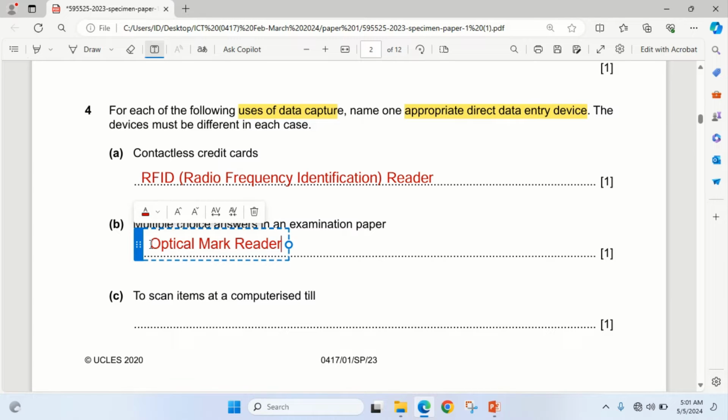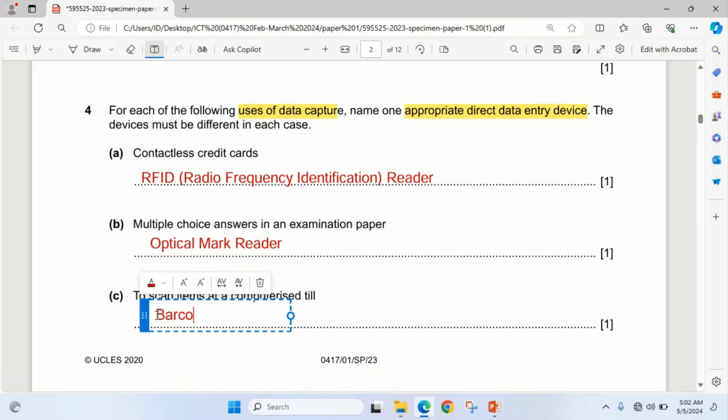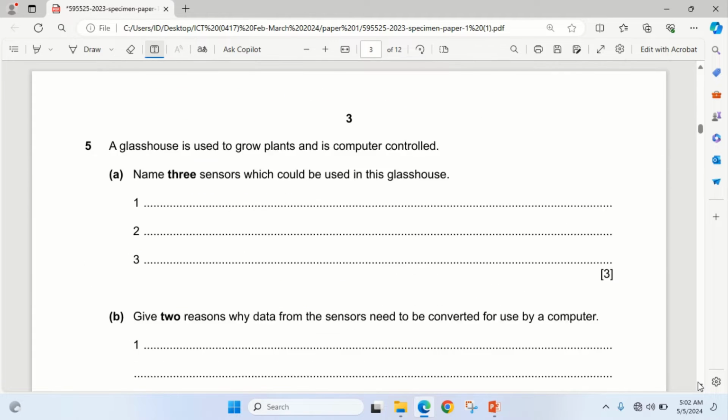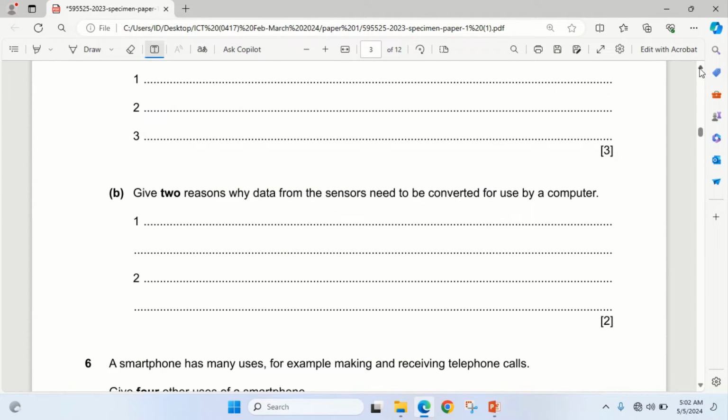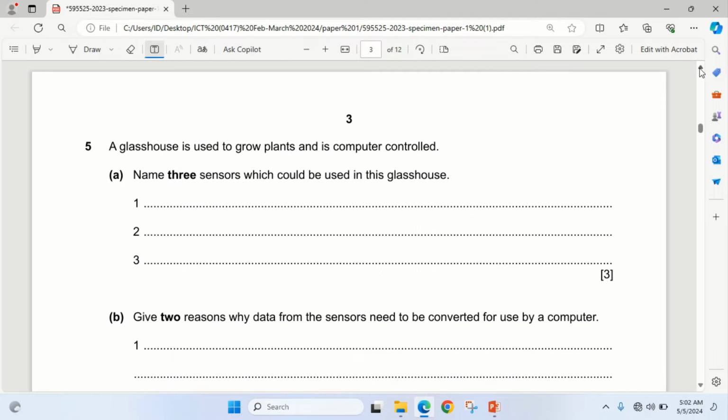You can also, for the other question, to scan items at a computerized till. Computerized till is like a store or mall. So you can use barcode reader or barcode scanner, that can be used here. So question 4 is settled. Then the next question is question 5. So take note of that.